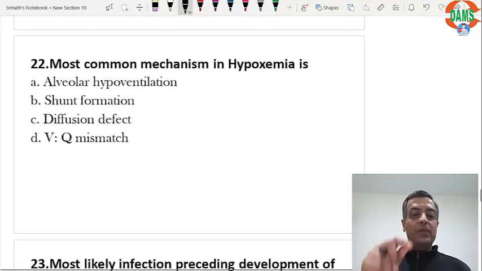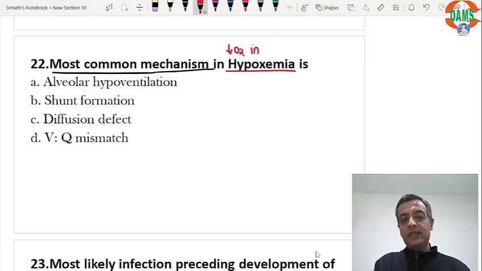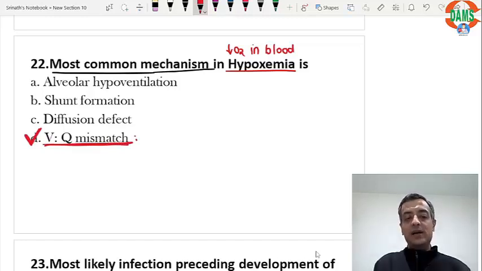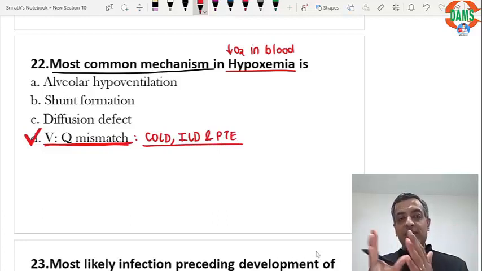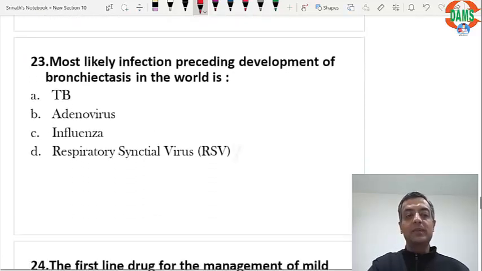In question 22, the most common mechanism in hypoxemia. Why do patients develop reduced oxygen in the blood? The most common problem is ventilation perfusion mismatch. VQ mismatch occurs in diseases like COPD, interstitial lung disease and pulmonary thromboembolism, where there is a defect between ventilation and perfusion matching, leading to hypoxemia.